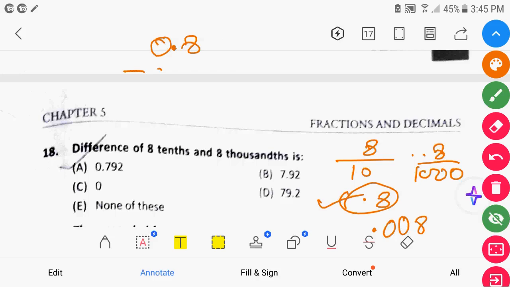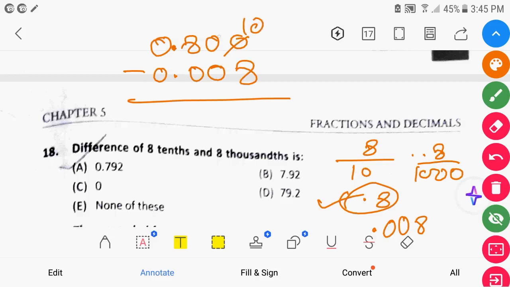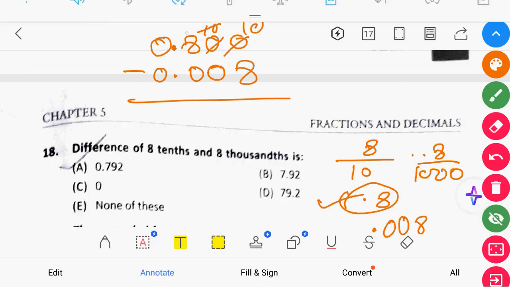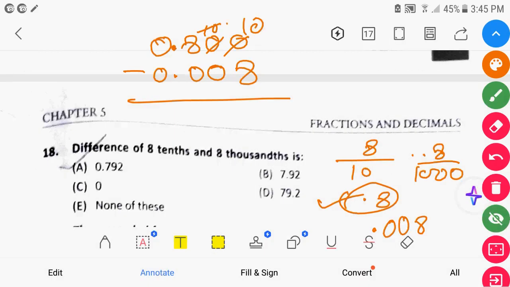0.8 minus 0.008. Now here there are zeros which are hidden. Now 8 cannot be subtracted from 0, so borrow, again borrow. This becomes 9 and this becomes 7. 10 minus 8 is 2, 9 minus 0 is 9, 7 minus 0 is 7. The decimal point as it is and this 0 as it is. So 0.792 is your answer.